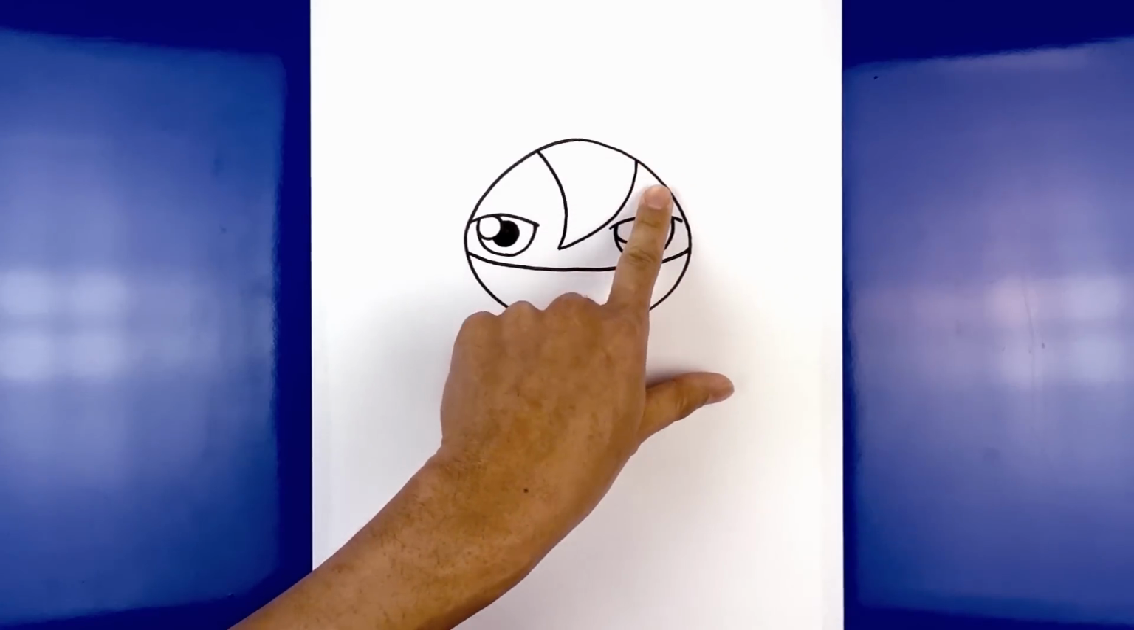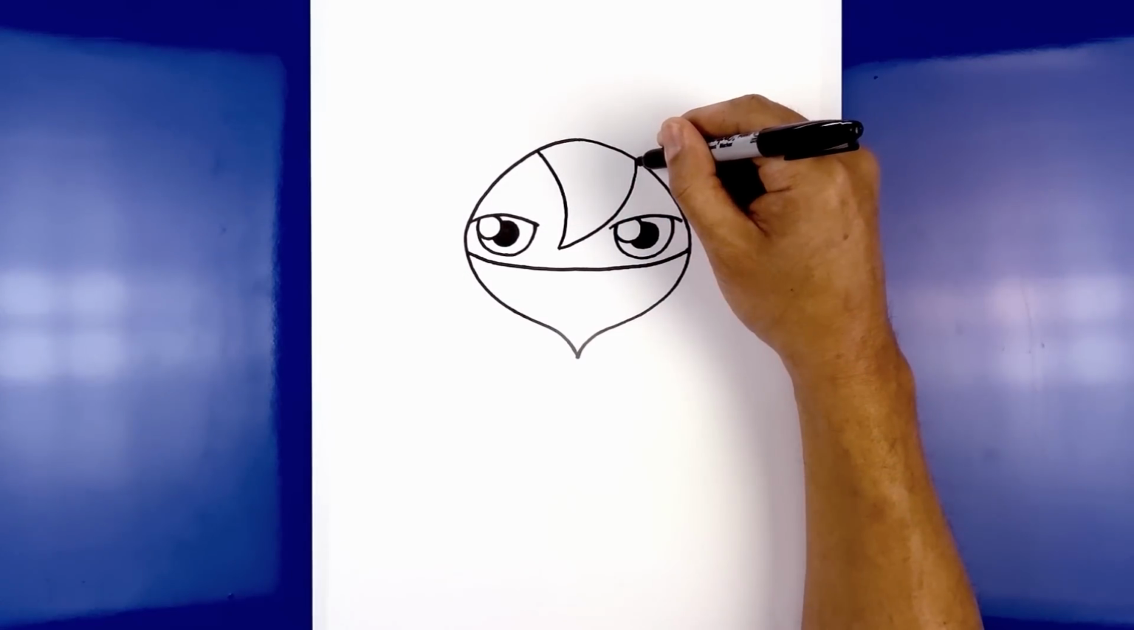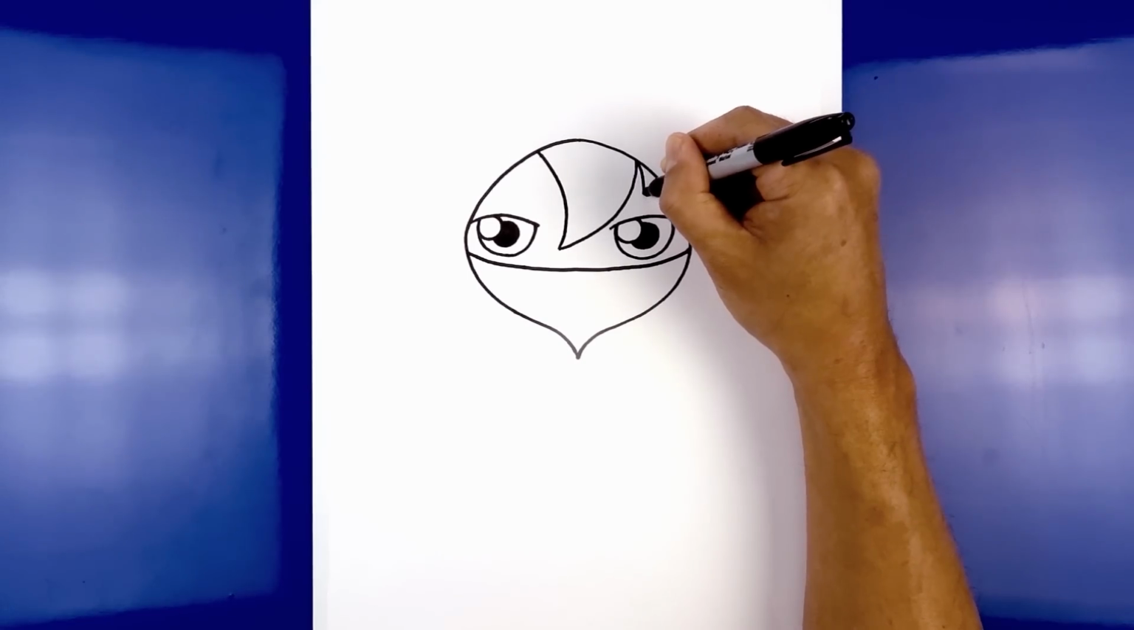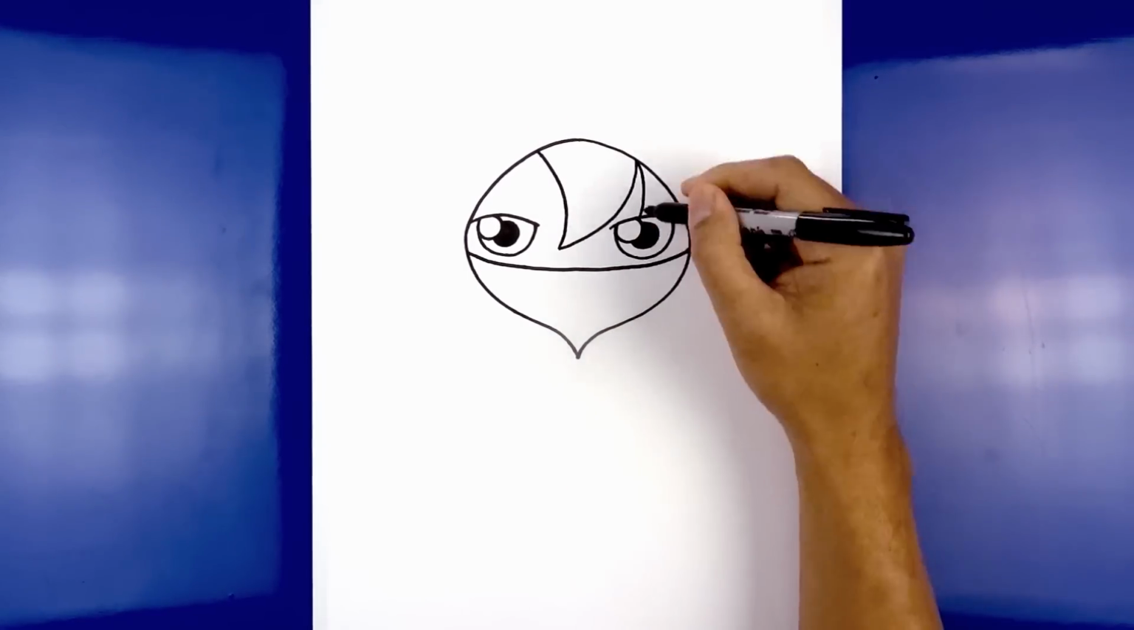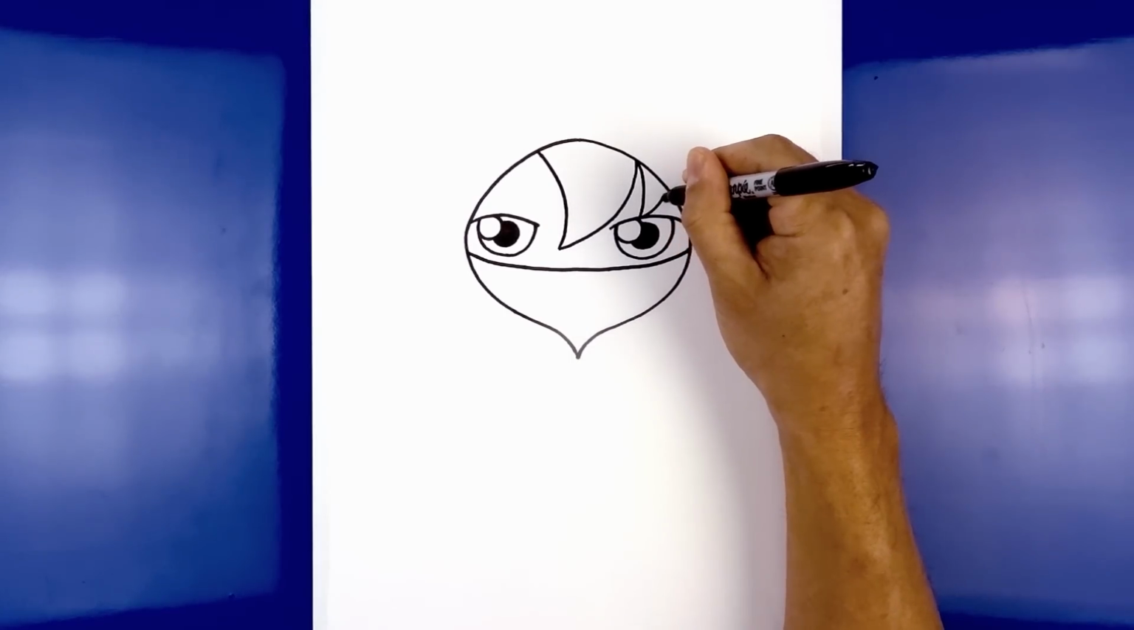Now we're going to draw some more hair coming down towards the right eye. Starting from that same point, we curve out, and then down on top of the eyelid. Now I'm going to taper that back up underneath the hood.